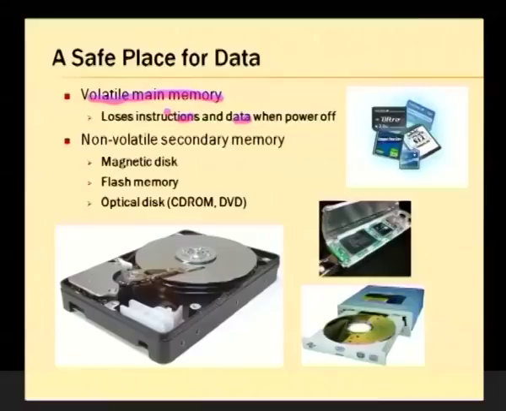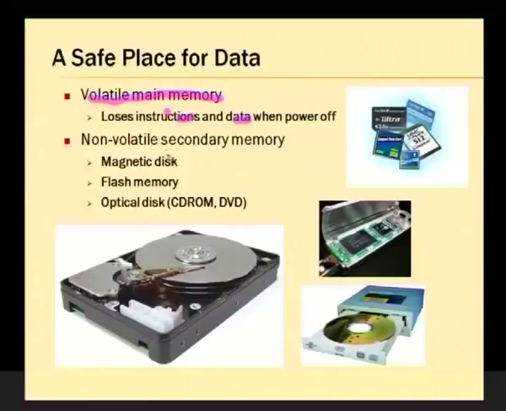So we need to understand that when we talk of data, there are 2 types of memory that we look at. One is the main memory, and then we have what is called the secondary memory. The basic difference between the main memory and the secondary memory is that the main memory is a volatile memory. When I say volatile, it means it needs power in order to retain the data, and if you switch off power, it will lose the data.